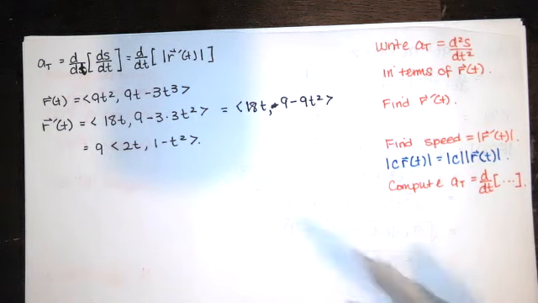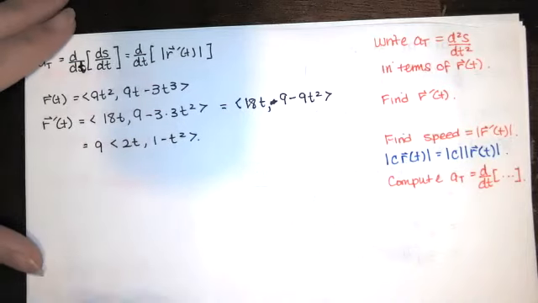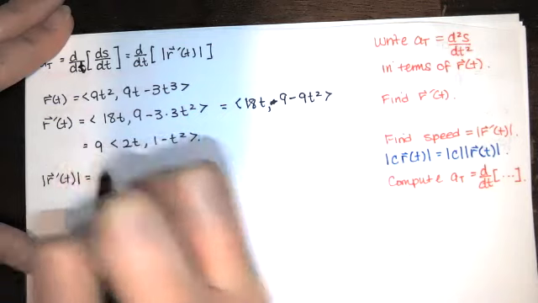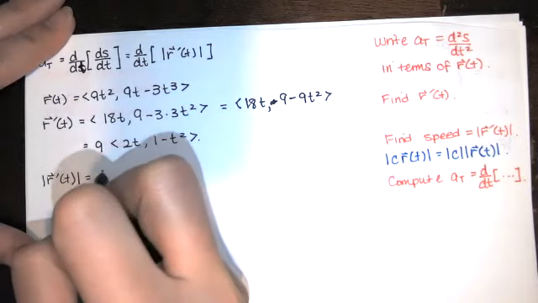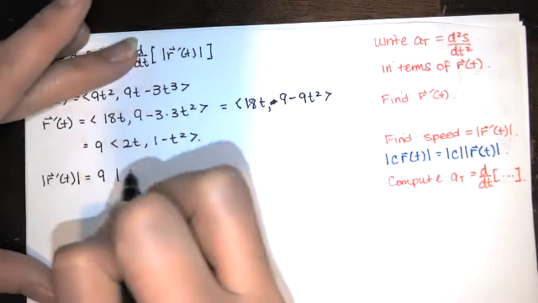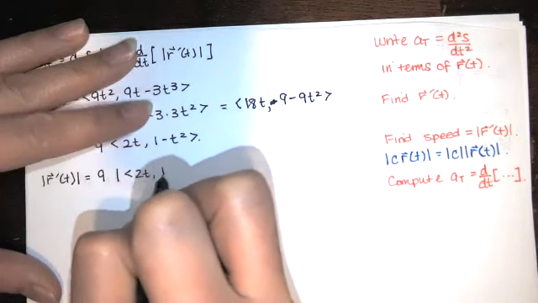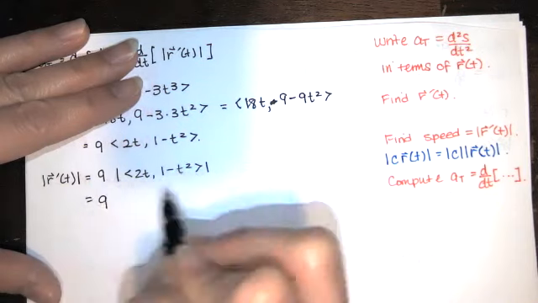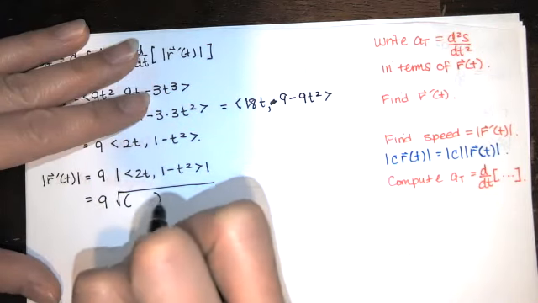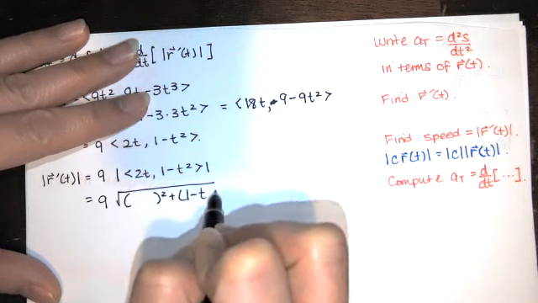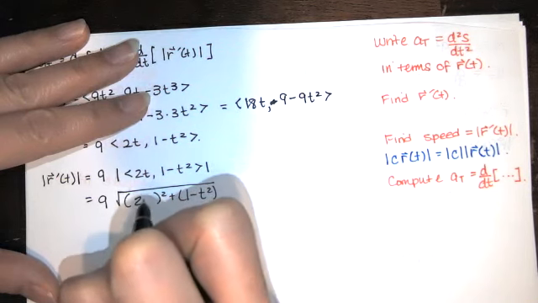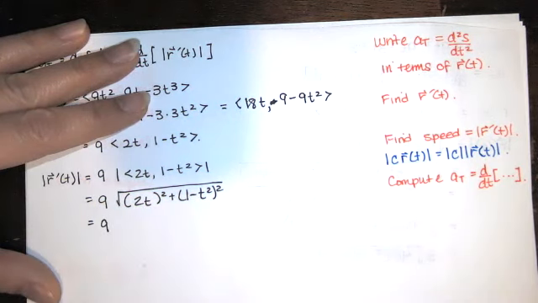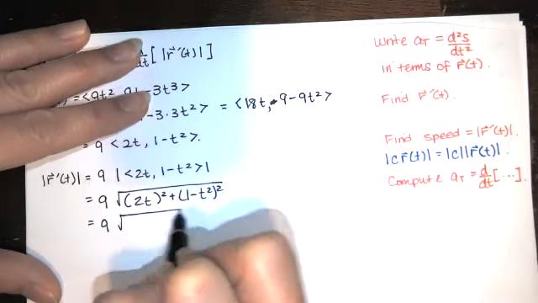So when I want to find the magnitude of this now, so that I'm finding the speed, it's just going to be the absolute value of 9, which is just 9, times the magnitude of this vector. And finding the magnitude of this vector is pretty straightforward. You take the components, you just square them and add them and take the square root. And this is what we get.